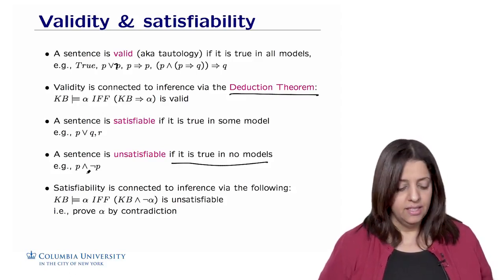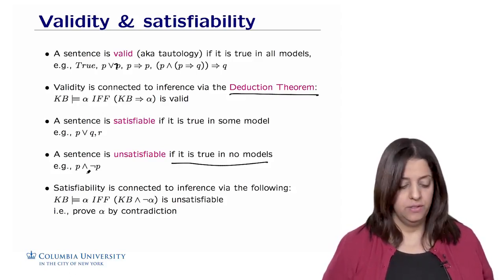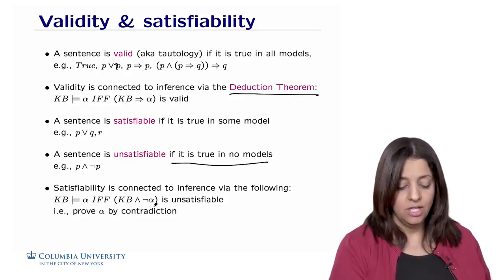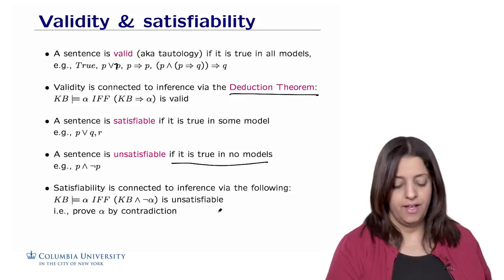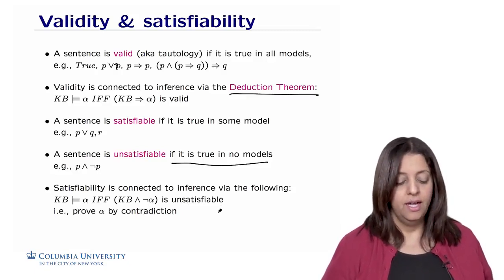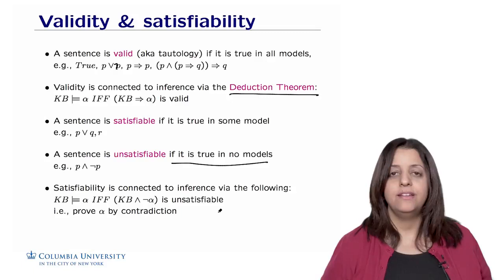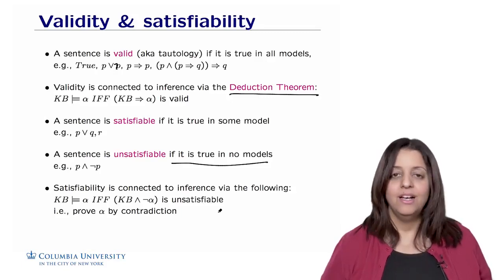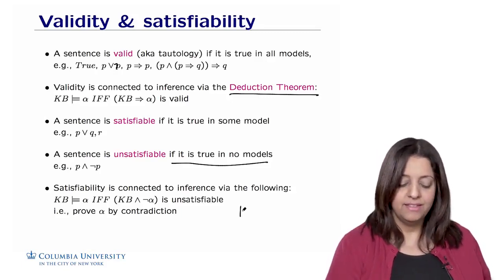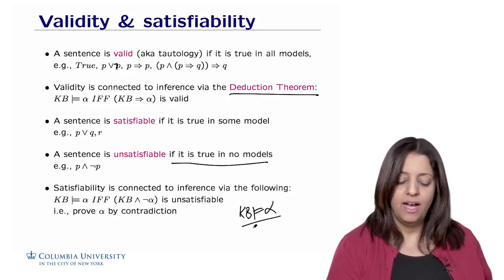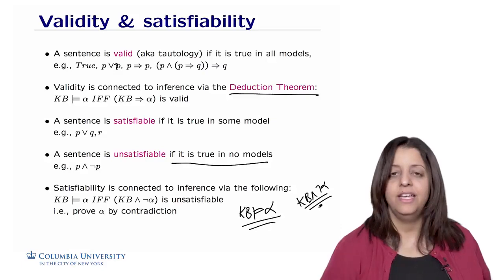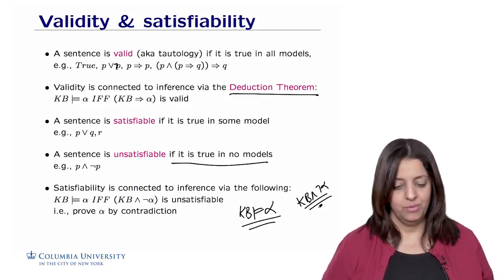Finally, satisfiability is connected to inference via the following. We say that KB entails alpha if and only if KB and not alpha is unsatisfiable. So if you want to prove KB entails alpha, you can show that KB and the negation of alpha cannot be satisfied. In other words, this can be proven by contradiction: you could prove that KB entails the formula alpha by showing that KB and the negation of alpha is unsatisfiable.